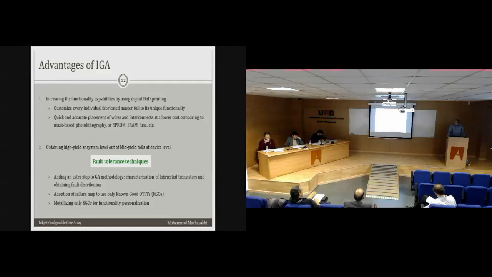And the IGA basic cell, the IGA basic bulk, is generated in those technologies where yield is an issue of concern. So we don't know if all the transistors are working or not, which of them are working or not. So we are adding the fault tolerance technique and an extra step to characterize the transistors, the transistor arrays, and we can obtain the fault distribution of transistors. And then by adopting the failure map and knowing which are the known good transistors, called KGOs, we can only customize those KGOs for any functionality.